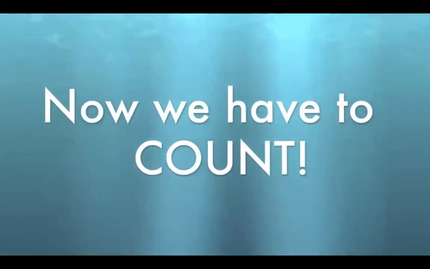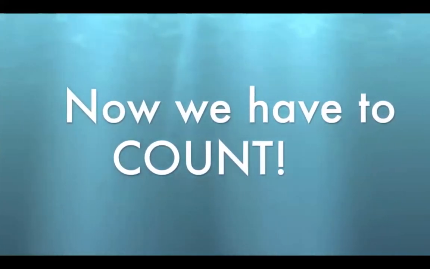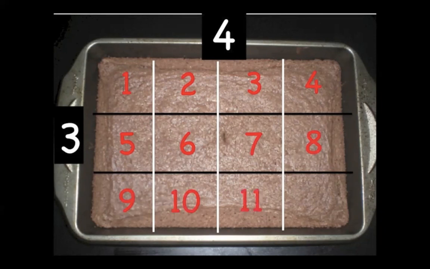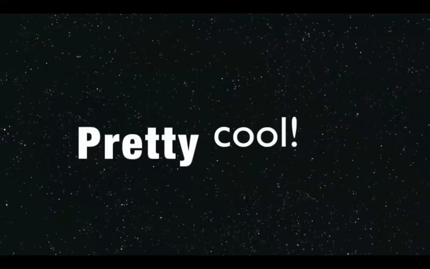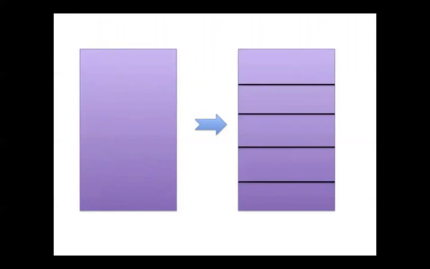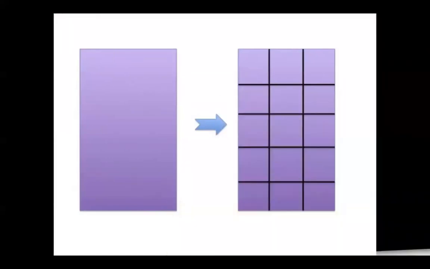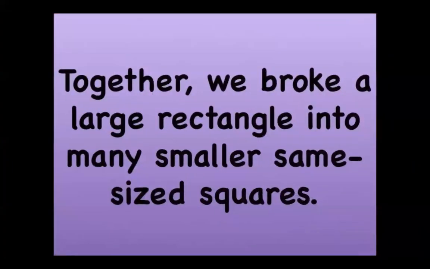Great. Now we have to count. How many pieces of brownie do we have now? Let's count together. 1, 2, 3, 4, 5, 6, 7, 8, 9, 10, 11, 12. We divided our brownie into 12 equal, same-sized square pieces. Pretty cool. So let's sum up what we did today. We took a rectangle and divided it into rows and columns. Then we counted how many total squares we had. Great job. Together, we broke a large rectangle into many smaller, same-sized squares.